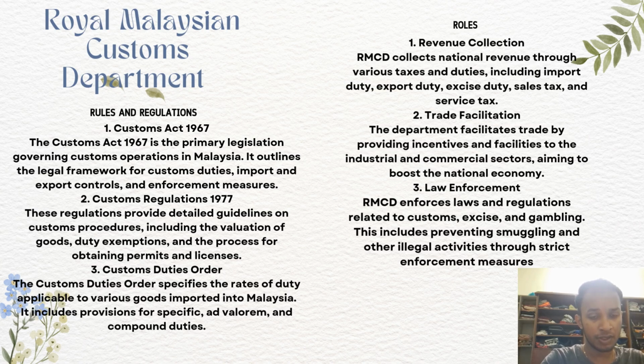Third is the Customs Duties Order. The Customs Duties Order specifies the rates of duty applicable to various goods imported into Malaysia. It includes provisions for specific, ad valorem, and compound duties.